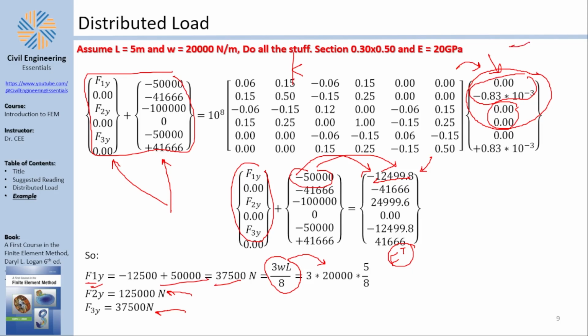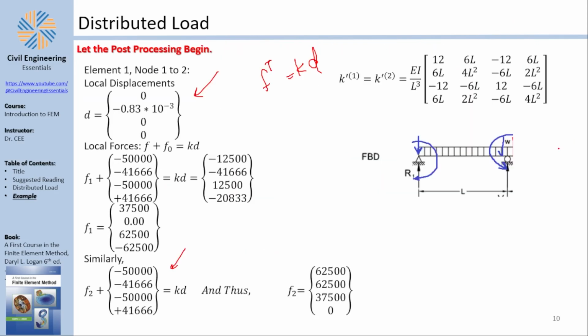But wait, doctor, you should transform it from the global axis into the local axis. And you are right. And there is no transformation. Wait, what? Why? Because the beam is in the same orientation as the global axis. So no transformation is necessary, which means I can use this vector as is for element number 1, and I can use this vector as is for element number 2.